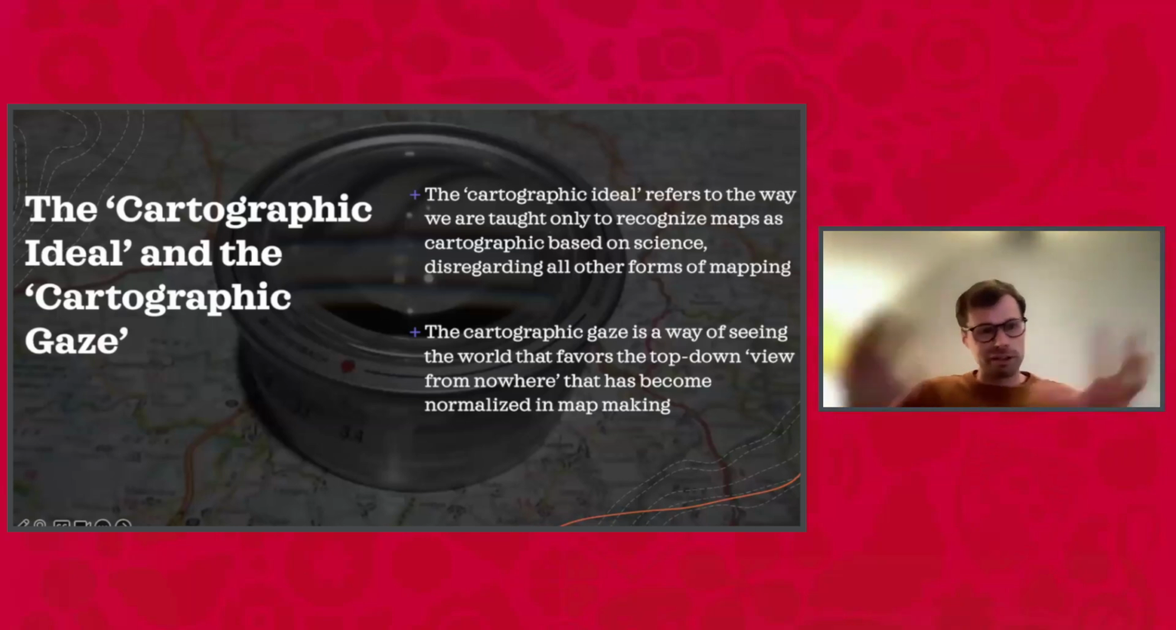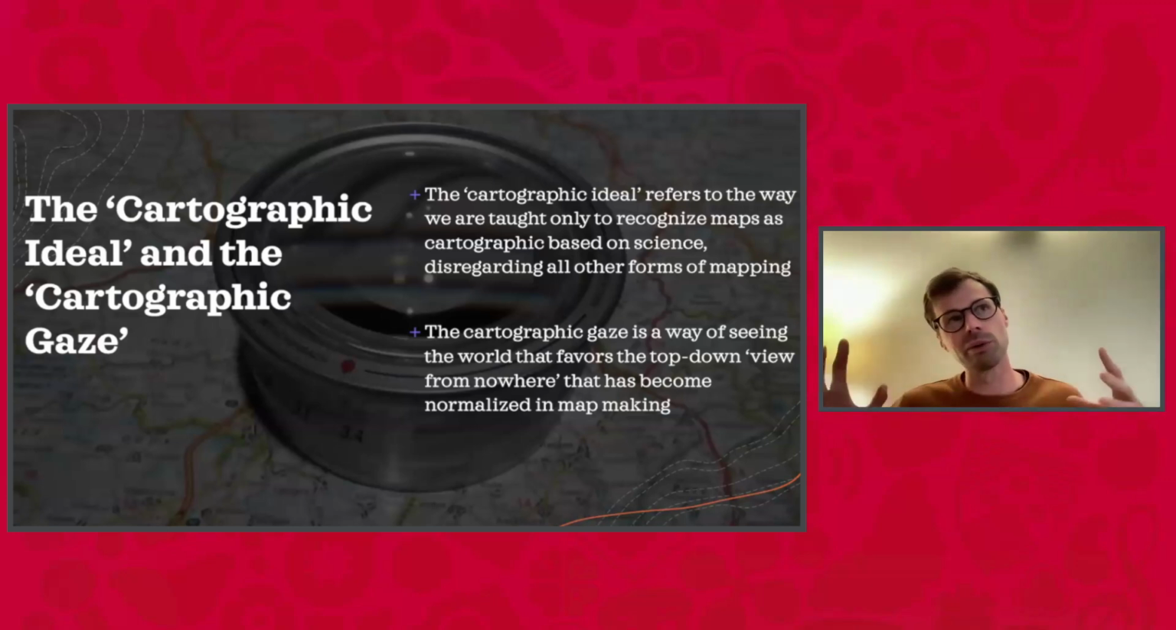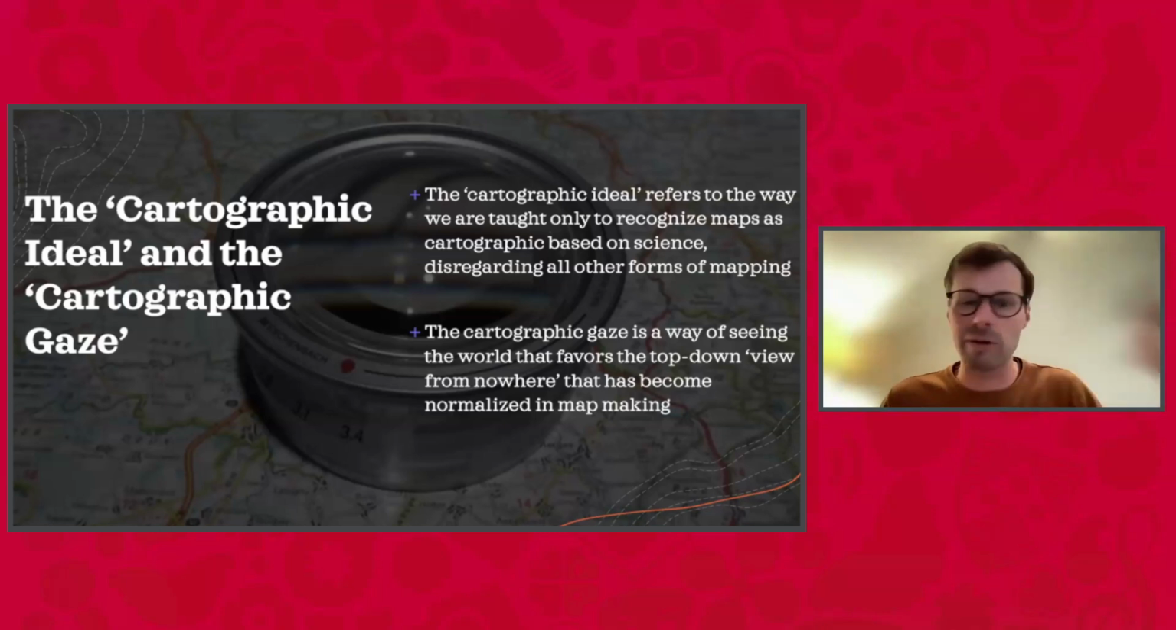So this brings us to these two key ideas. One's the cartographic ideal and one's the cartographic gaze. People refer to the cartographic ideal as something which sits in our minds, which convinces us that this must be a map or this must not be a map. So if we're all presented with an Ordnance Survey map, in our minds, we assume this is definitely a map.